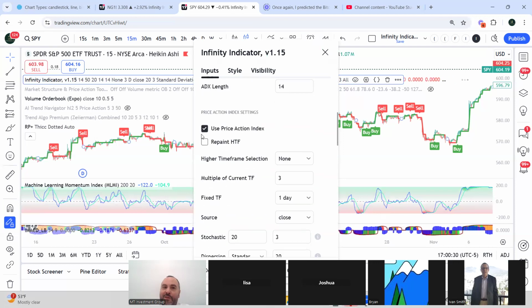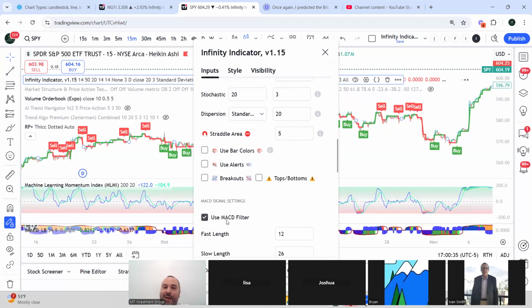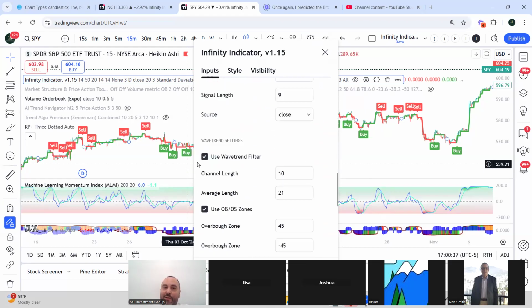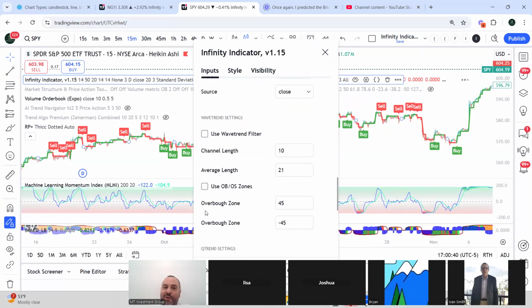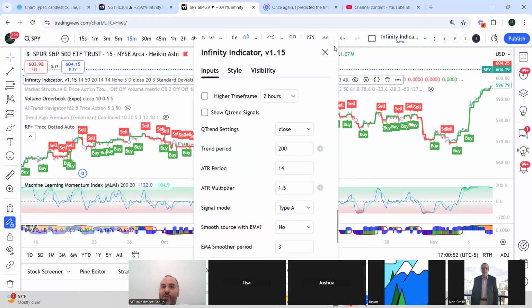So again, repeat signals on, everything else checked off except use MACD filter. Make sure these are all unchecked. Higher time frame: if you're only using the infinity indicator, that's when you have the higher time frame box checked. If you're not, then I want this unchecked. For most of you who are more active traders, you're probably going to have this checked, but just know you're going to get maybe 10% more false signals.